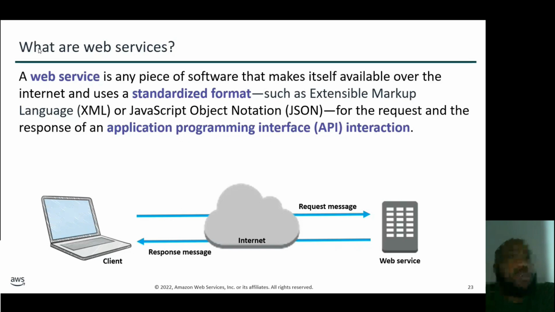And all of those little things that we do every day are happening on the internet. There are standard formats they use. It could be XML or JSON or RPC. So even RPC is being used.